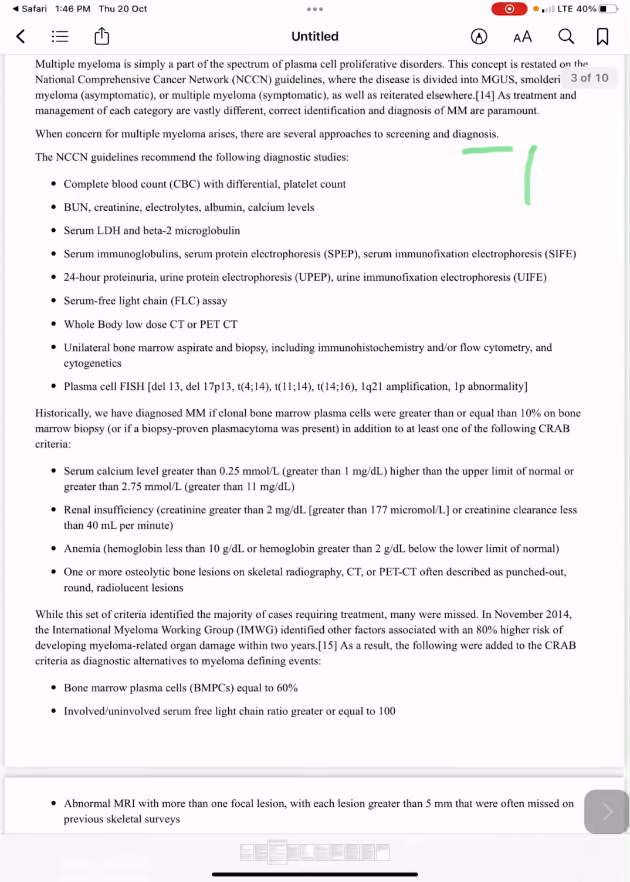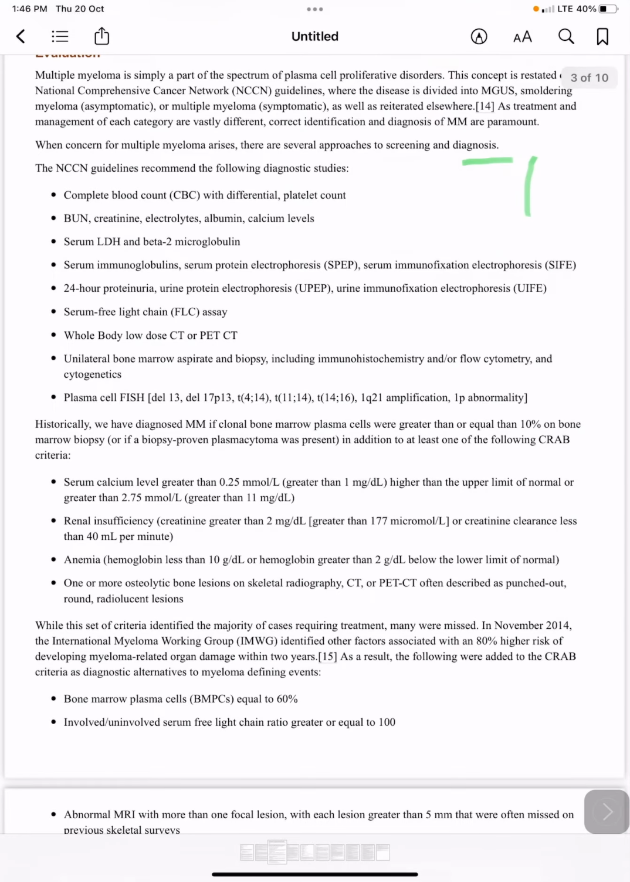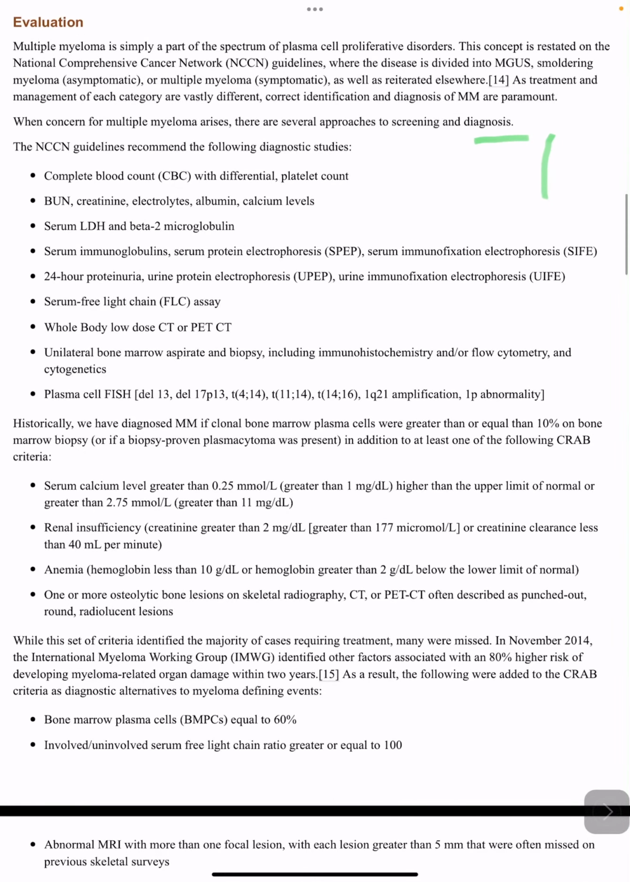Evaluation of multiple myeloma. In the evaluation of multiple myeloma, it is simply a part of the spectrum of plasma cell proliferative disorders.